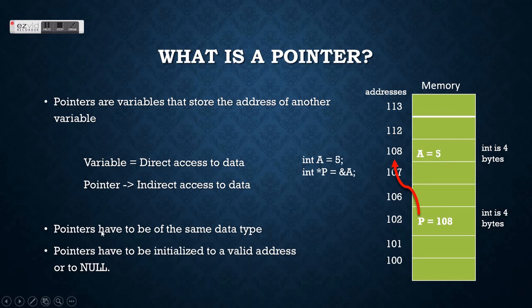So pointers have to be of the same data type for them to work. We cannot have a pointer of type integer pointing to a variable of type character, for example. Pointers have to be initialized to a valid address or to null, which points to nothing. The thing is, we don't want the pointer to point to a variable that has junk on it.